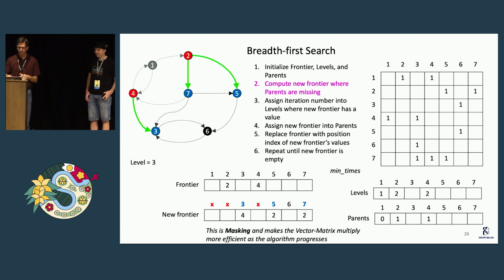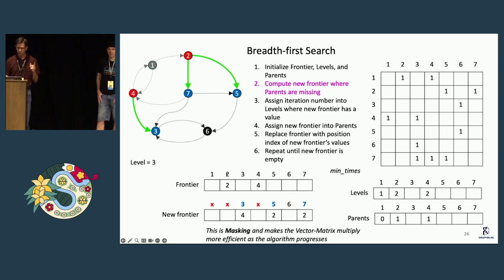Okay, we're now moving on to the next frontier. So I have a 2-4. I'm using the min times semi-ring to do this computation. And now again, I say I want to compute the new frontier where the parents are missing. My parents just got more filled out. I've got 3 entries, so I can put an X there and say, don't compute that.